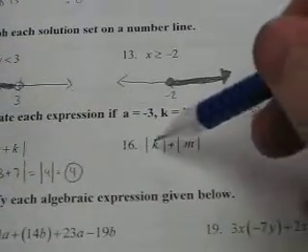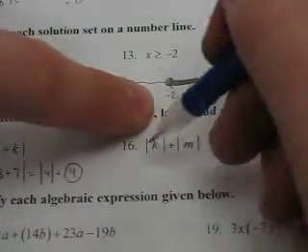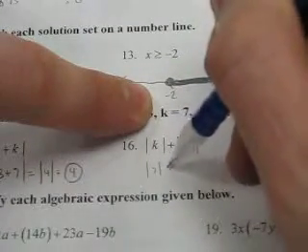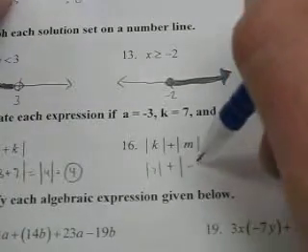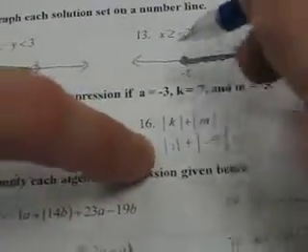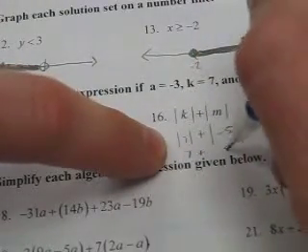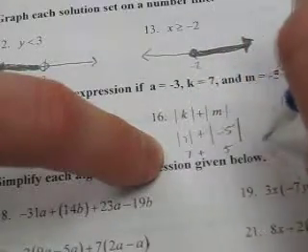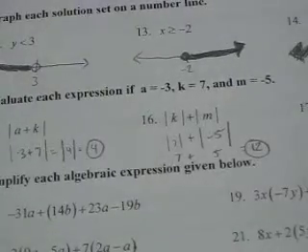On number 16, we have the absolute value of k plus the absolute value of m. K, it tells us in our instructions, is 7, so I have the absolute value of 7 plus the absolute value of m. Well, m is -5. So if I take the absolute value of 7, I get 7. Absolute value of -5, we get 5. And then we'll add those two numbers together. 7 plus 5 gives us our answer of 12 on number 16.